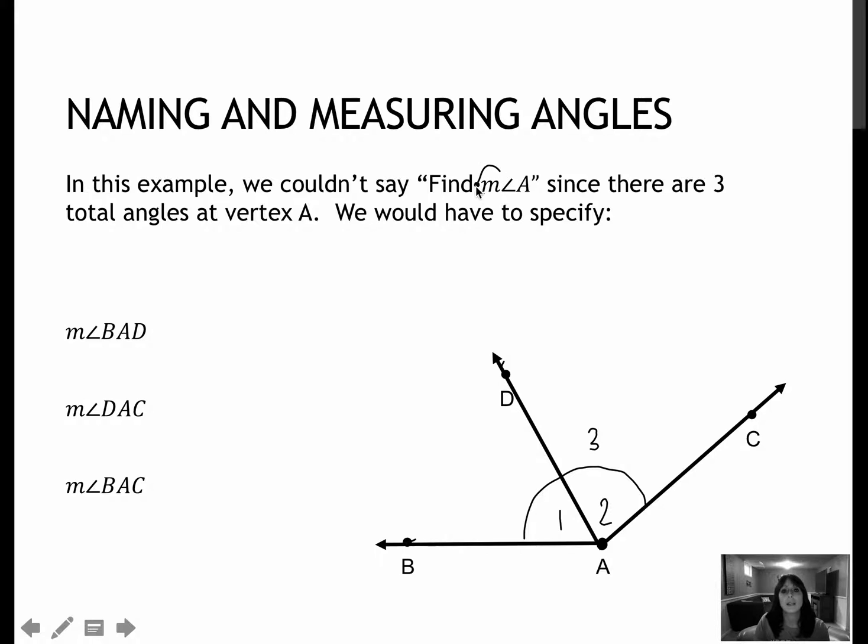Now notice here there's a little m in front. That means when they ask us something like that, they're saying find the measure of that angle, which is what we're going to do in a little bit. So that would be finding the measure of the angle.